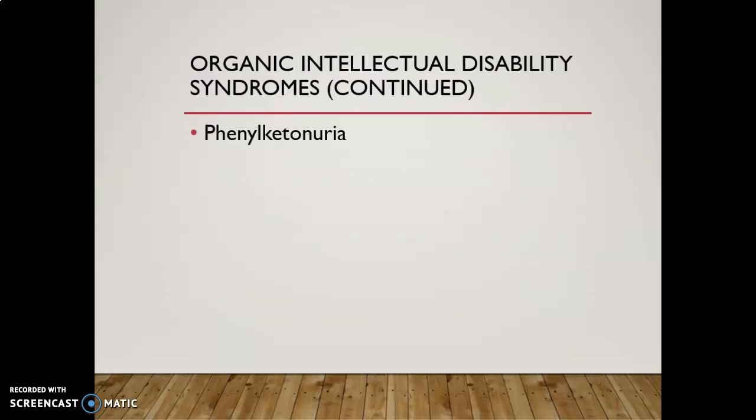Phenylketonuria. Yep. This is something that you actually may have noticed if you drink diet soda and you read the label. Because the most common sugar replacement in diet soda is aspartame or NutraSweet. And there always has to be a label saying that it contains phenylalanine, because that's what we're talking about here.